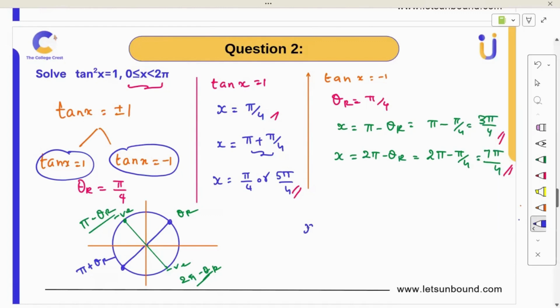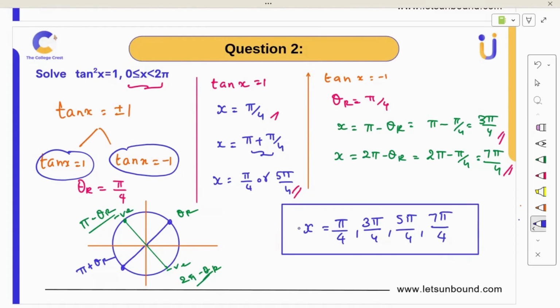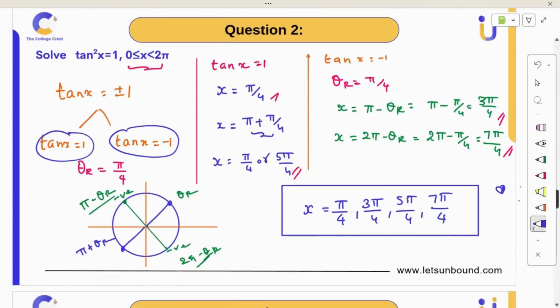So your x values are pi by 4. You can write them in order also: 3 pi by 4, then 5 pi by 4, then 7 pi by 4. So these are the solutions. These are particular solutions, as we are just working on a restricted domain. Okay, hope this is clear. And with this, we are moving on to the next question.